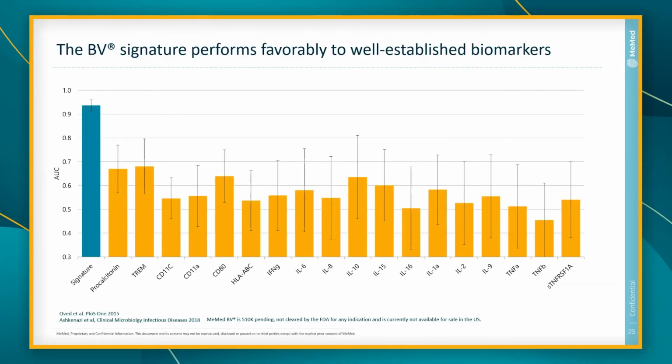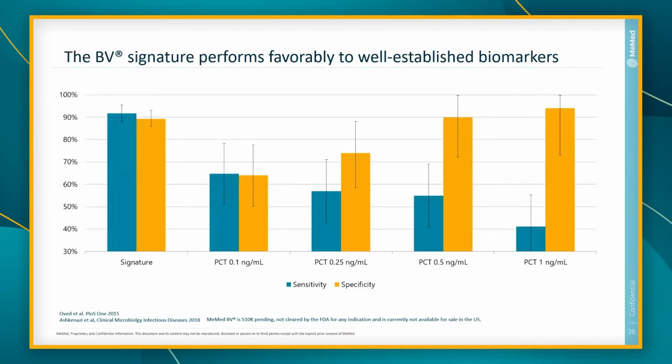How does this compare to other well-established biomarkers and those that are also in research? Quite favorably, as indicated here. Here you see a comparison between the signature in blue and other biomarkers from procalcitonin to interleukin-6 to TNF-alpha. And if we zoom in just on procalcitonin, because it's the only FDA-cleared biomarker today for antimicrobial stewardship, the BV signature performs favorably, irrespective of the different cutoffs.